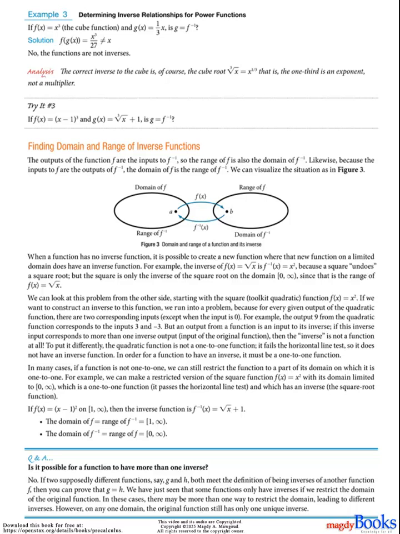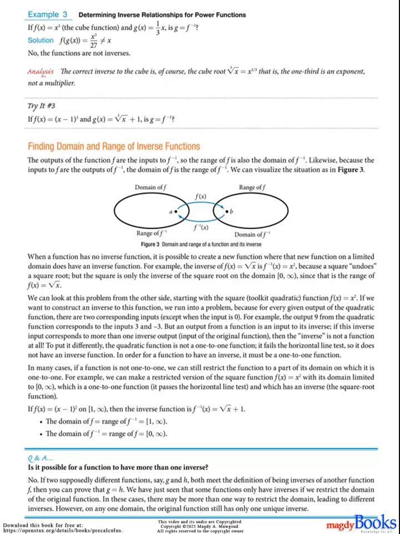In order for a function to have an inverse, it must be a one-to-one function. In many cases, if a function is not one-to-one, we can still restrict the function to a part of its domain on which it is one-to-one. For example, we can make a restricted version of the square function f(x) = x², with its domain limited to [0, ∞), which is a one-to-one function. It passes the horizontal line test, and it has an inverse, the square root function.